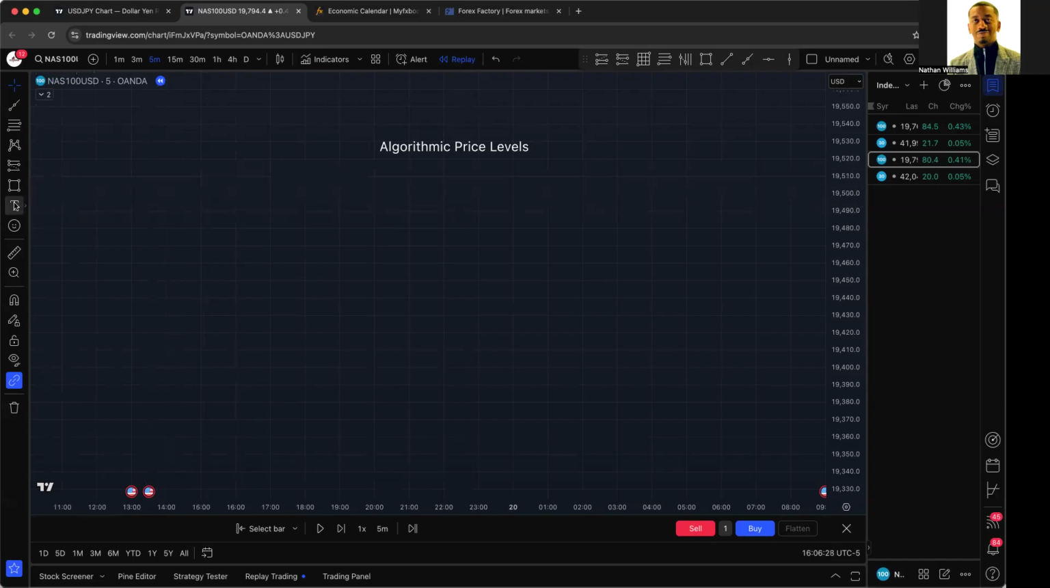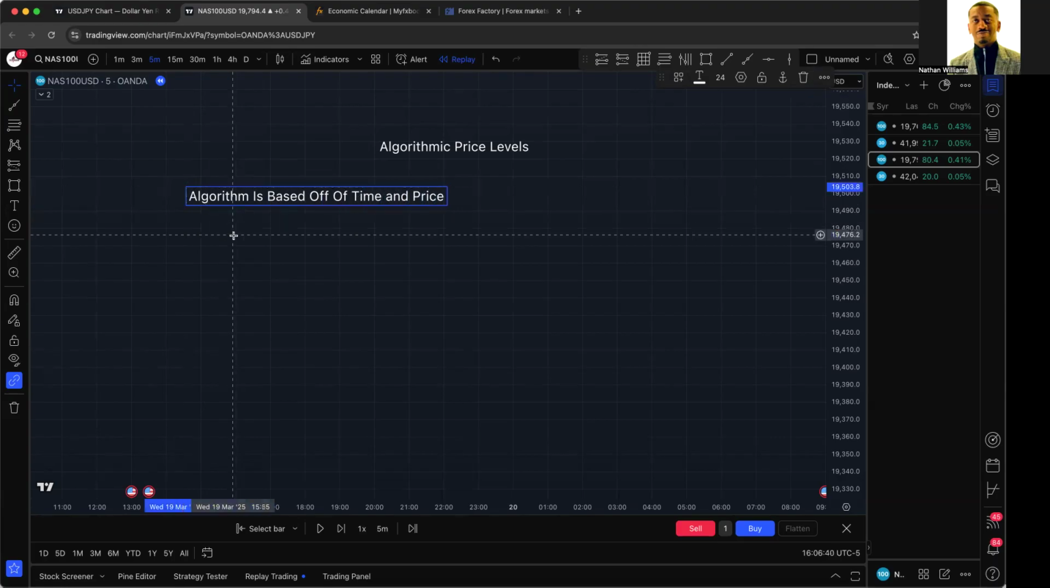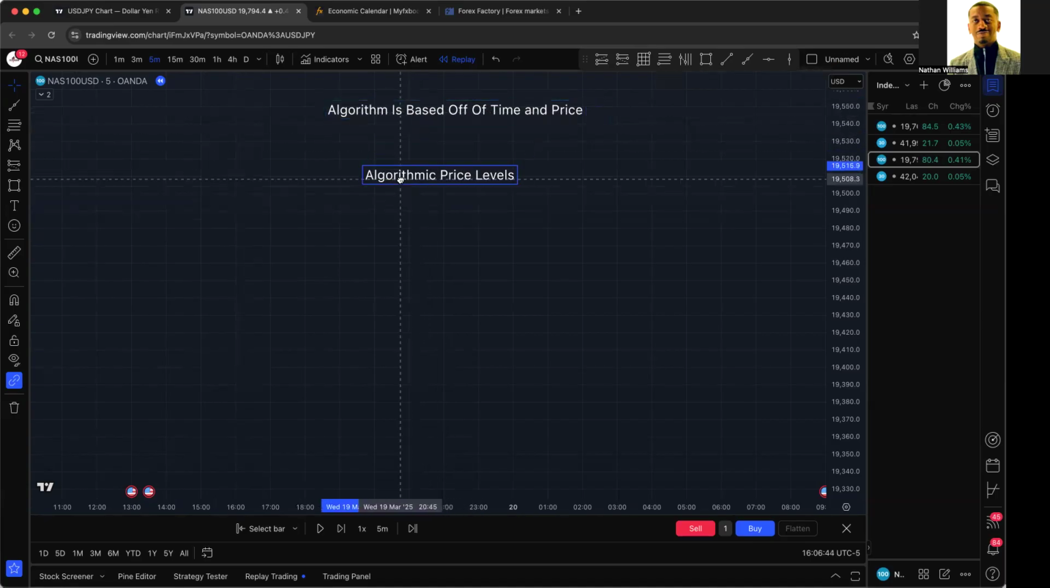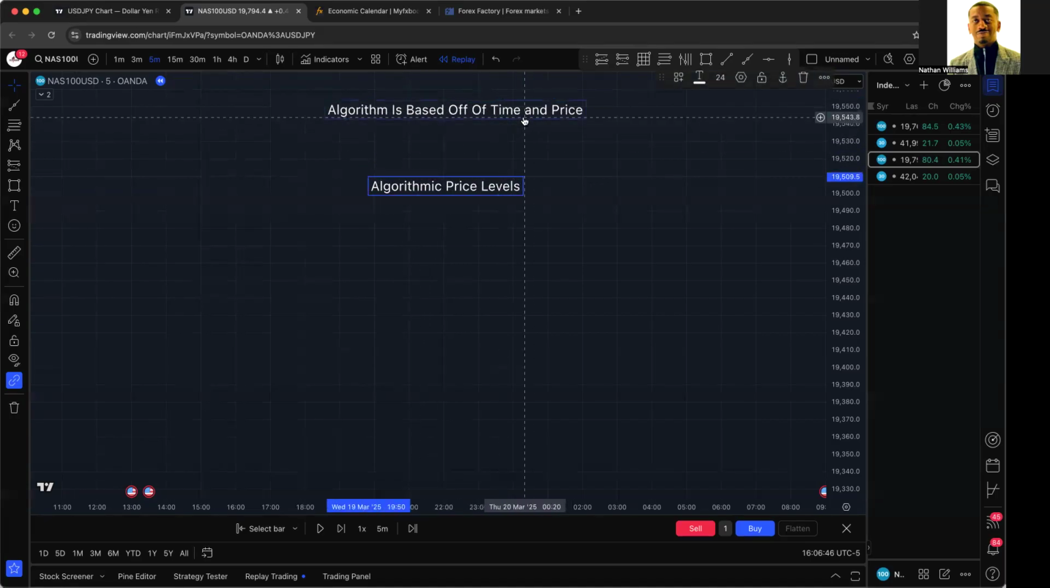Let's look at this here. The algorithm itself is based off of time and price. And we know that why? Time: there are certain times of the day that are better to trade than others. Price: the market making algorithm has to give you what? A price to buy and sell an asset at.